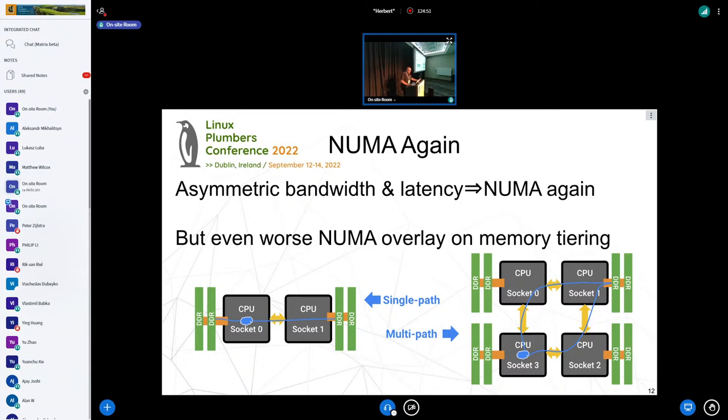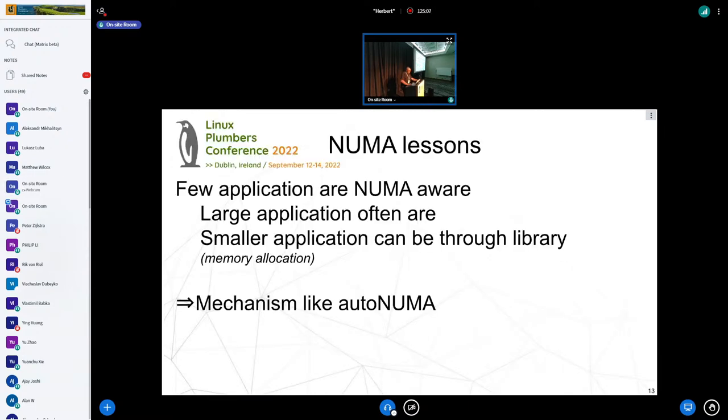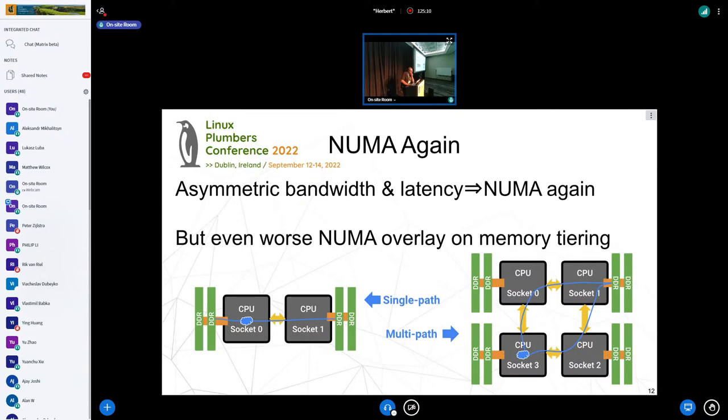And NUMA can have different flavors. When you only have two sockets, it's easy and very symmetrical. But when you have more than two sockets, four sockets or even more, you don't necessarily have multiple paths across all the sockets. So you can have a more asymmetric and more complex topology. Why does multiple paths make any difference to latency? In the example I'm giving, it's all the same latency. But if you have a more complex topology, you can.